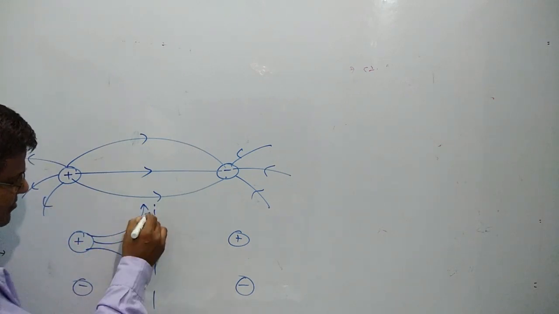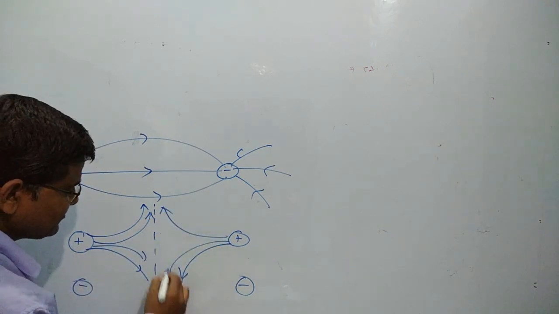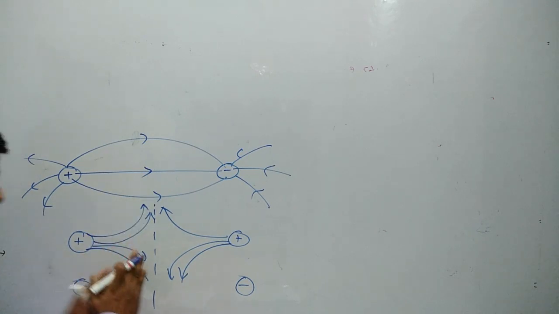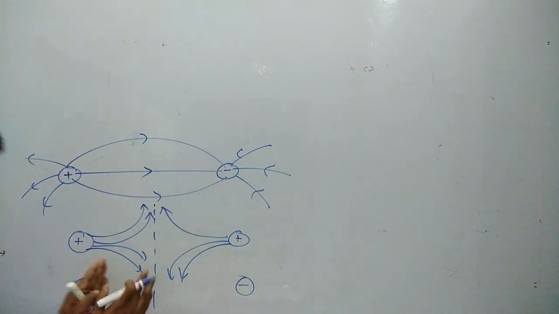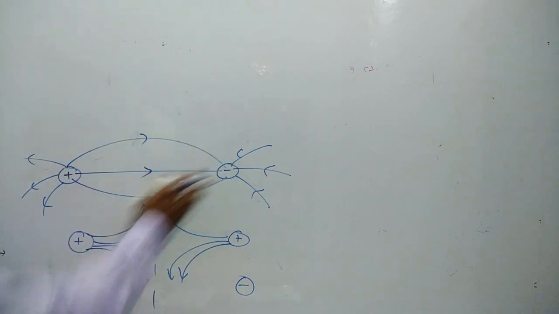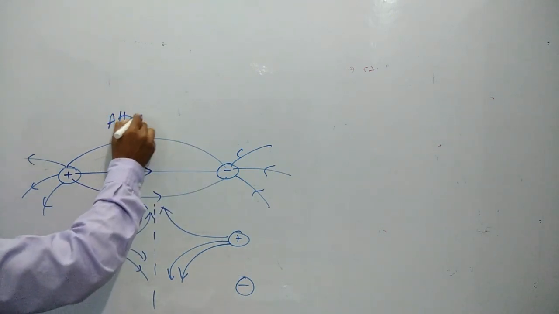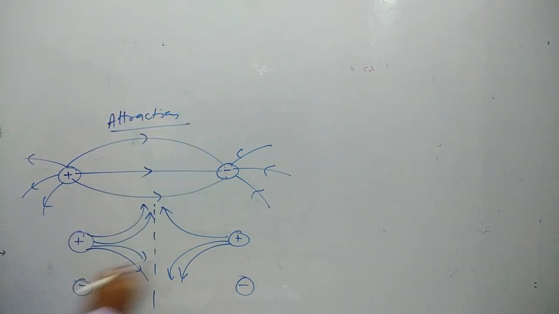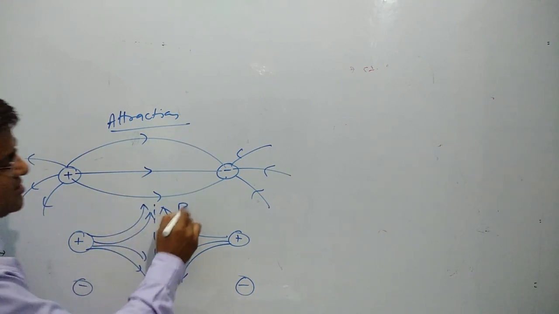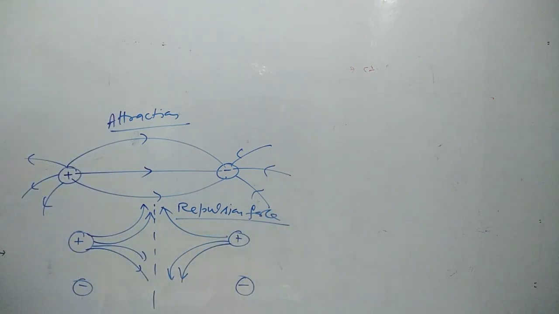This is laterally repelled. This one, this is laterally repelled, meaning the two lines repel each other. This is laterally repelled, and this is longitudinally attracted. This is the longitudinal attraction, meaning it shows the attraction force, and this is the lateral repulsion, it shows the repulsion force. This is the repulsion force, and this is the attraction force.